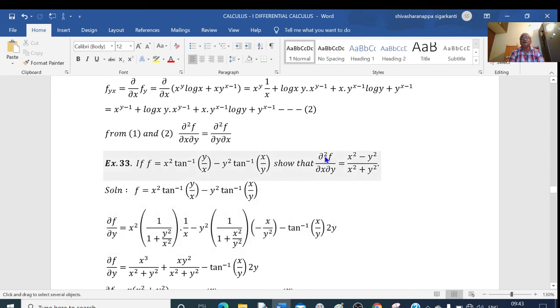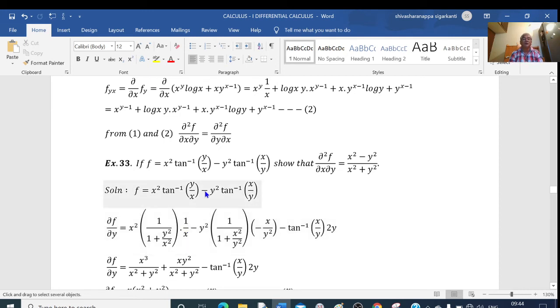Here this dou square f by dou x dou y means first we have to differentiate with respect to y, then with respect to x. So for that, first I will find out dou f by dou y. So dou f by dou y is equal to, I am differentiating partially with respect to y. So x square is a constant quantity as it is. Tan inverse derivative is 1 by 1 plus y square by x square into y by x derivative with respect to y. 1 by x is a constant quantity. Y derivative with respect to y is 1.